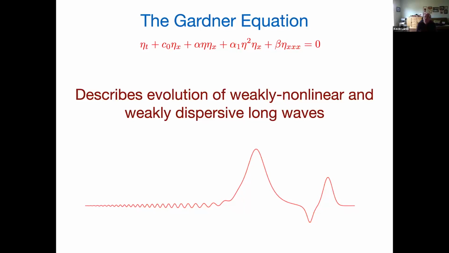So weakly nonlinear wave equations are very useful for studying the evolution of waves. The Gardner equation then describes the evolution of weakly nonlinear, so small amplitude, waves that are long. Okay, so weak nonlinearity, weak dispersion.